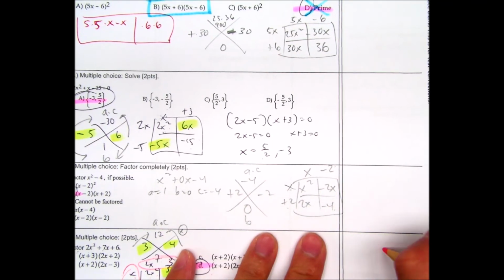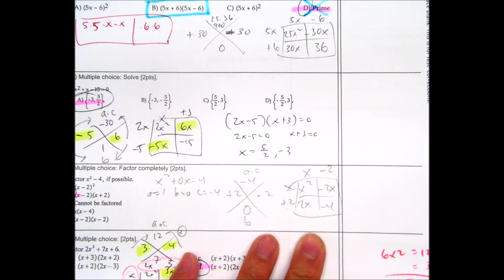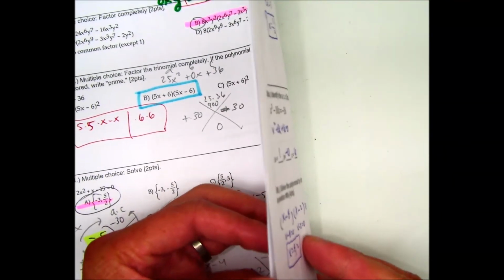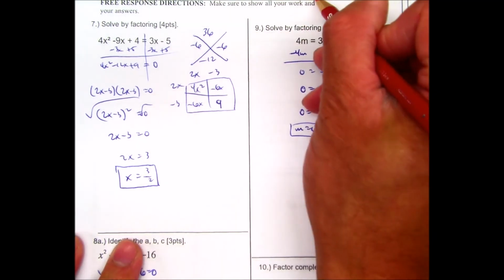So 6 multiple choice times 2, and then if you write your name, period, that's 15 points for that page. Turn to the back side. For your response, make sure you show all your work and box your answers.